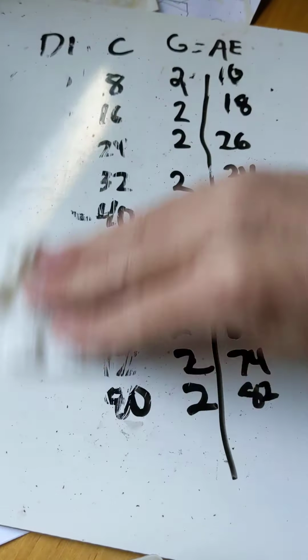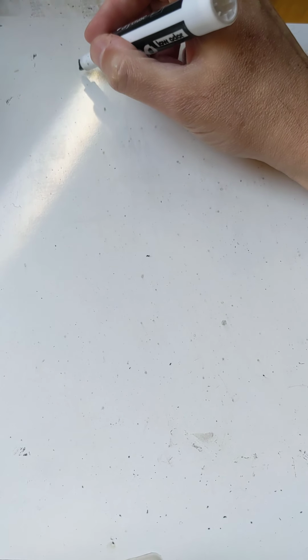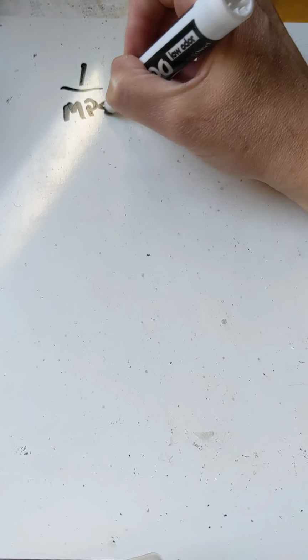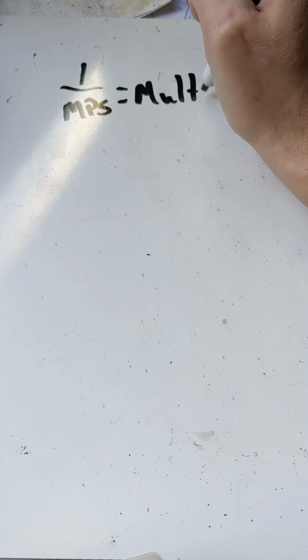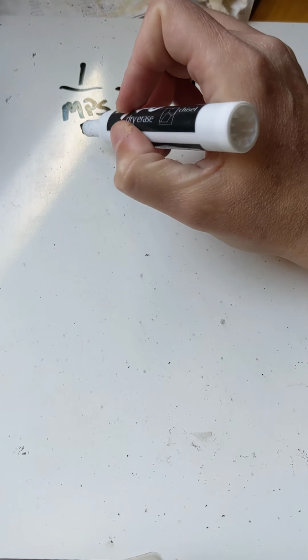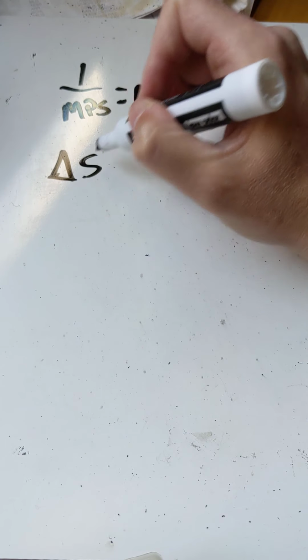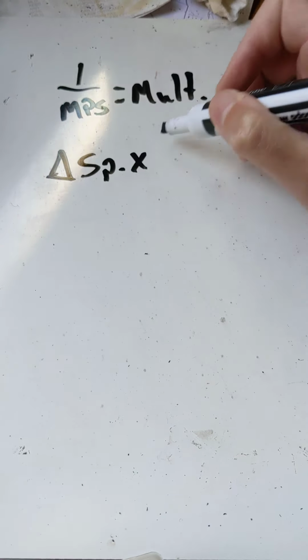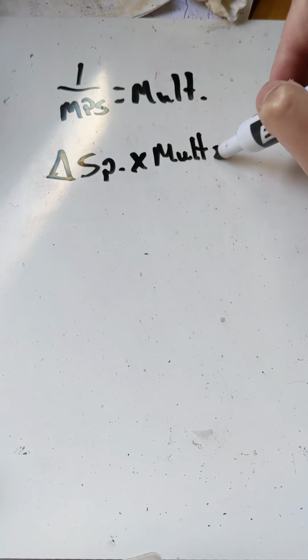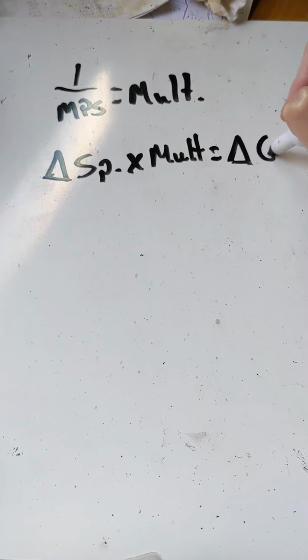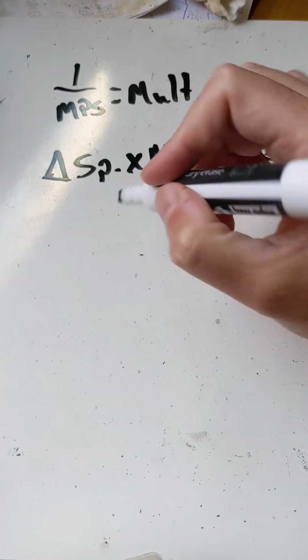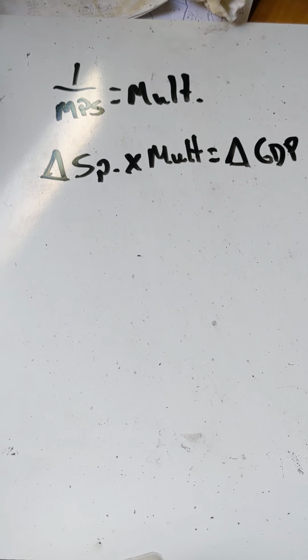So just as long as you remember the following things, most of the video was just kind of trying to explain the mechanics. But ultimately, if you're panicking, what you need to know is the following. 1 over MPS equals multiplier. Okay, and then also know that change in spending times multiplier equals change in GDP. The tax multiplier is different, and we'll get to that, but not right now. Okay, so this is kind of what you need to know.